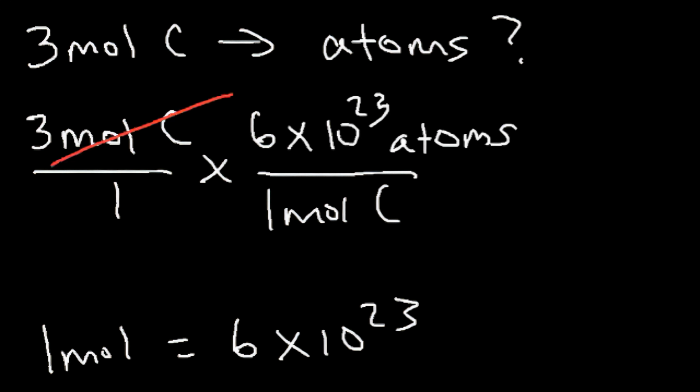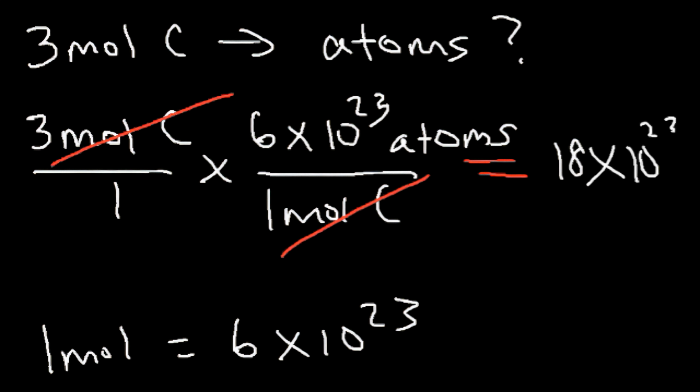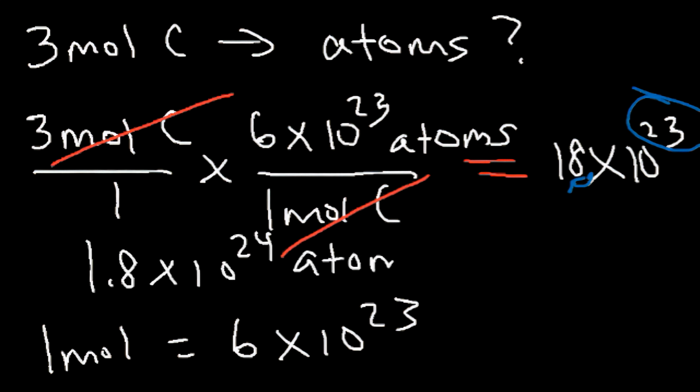So that's how you can convert from moles to atoms. Simply multiply by Avogadro's number. So the answer is 6 times 3, that's 18. So it's 18 times 10 to the 23 atoms. Now, to put it in proper scientific notation, we need a number between 1 and 10. 18 is greater than 10. So let's move the decimal 1 unit to the left. Anytime you move the decimal 1 unit to the left, the exponent needs to go up by 1. So you have to add 1 to 23. So it's 1.8 times 10 to the 24 atoms of carbon.